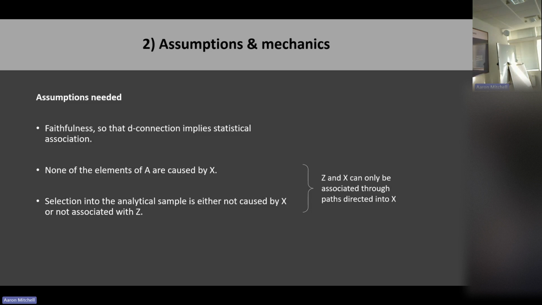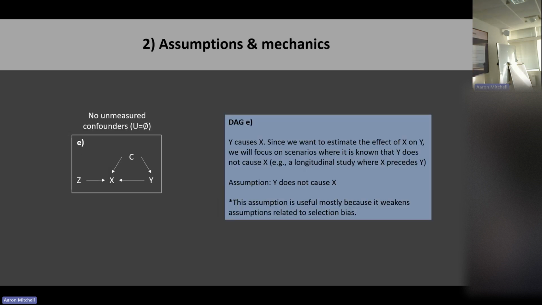But now we have this third assumption. So the selection into the analytical sample is either not caused by X or not associated with Z. And we need those two assumptions so that we know that Z and X can only be associated through paths that are directed into X. And we need that so that X is a collider between Z and any unmeasured confounder.